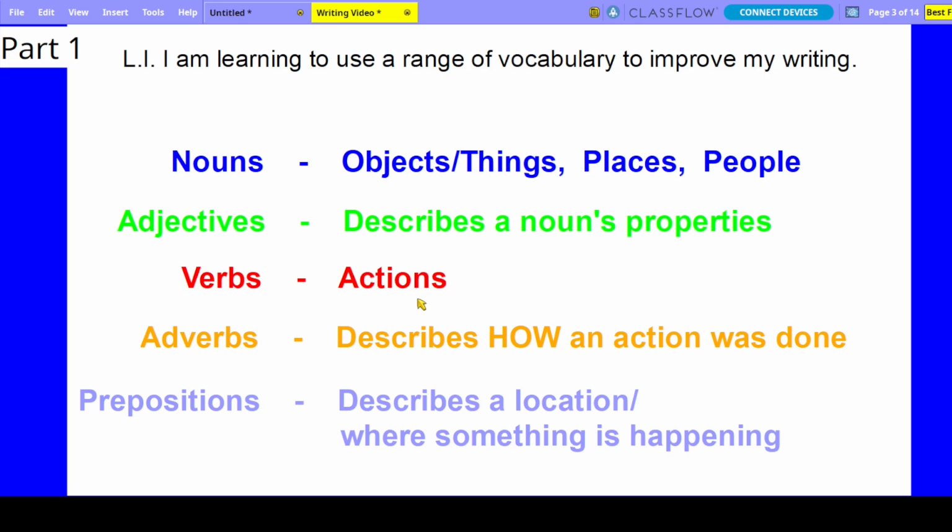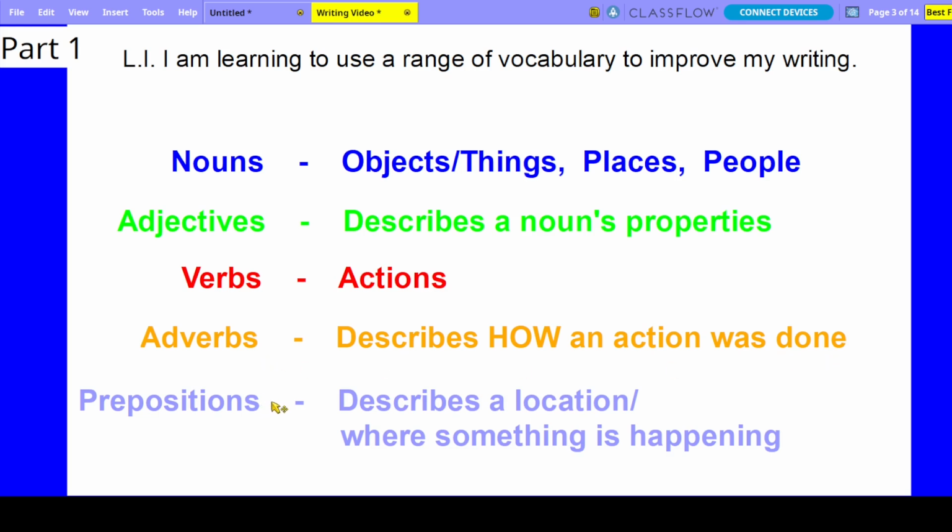Verbs are actions, often referred to as doing words, but I think it's better to refer to them as actions. It's an action that you can perform. If you can do it, it's a verb. Adverbs give us more information about verbs. They give us more information about how an action was done. Usually, they will end in L-Y, ly, so gently, for example. But not always. There's plenty that don't end in ly.